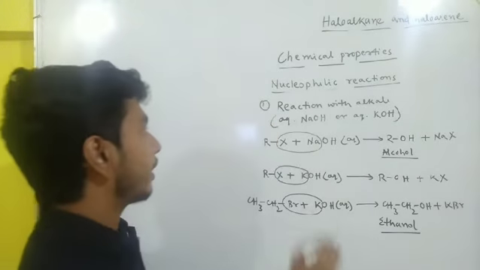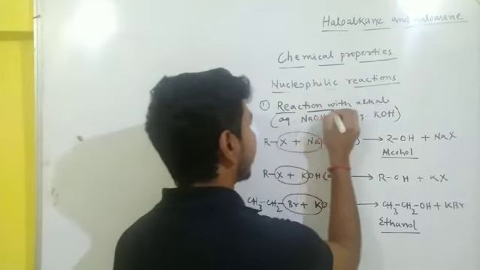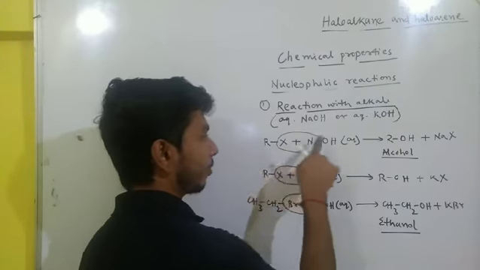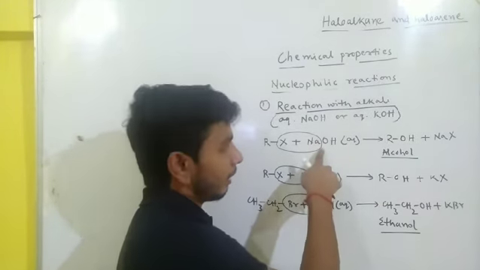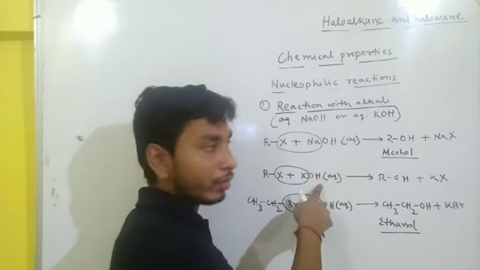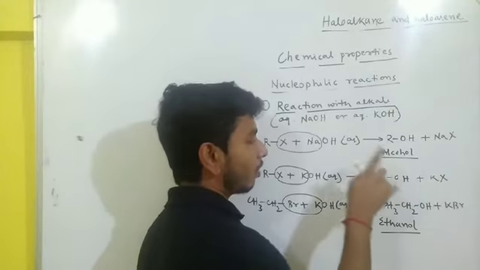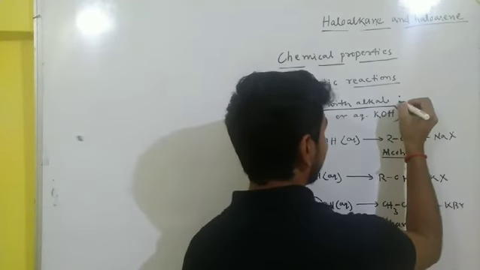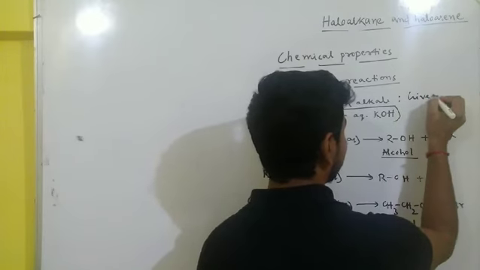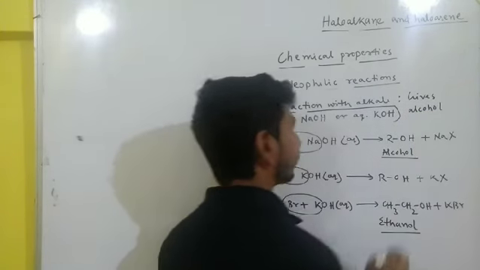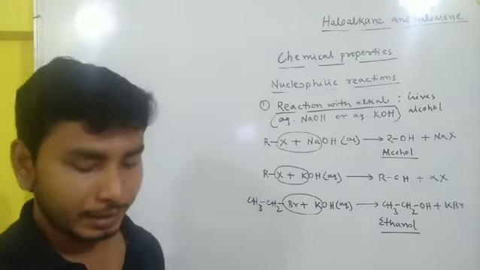So the first reaction is the reaction with the aqueous alkali. When alkyl halide reacts with aqueous alkali like aqueous NaOH or aqueous KOH, we get alcohol. So what does it give? It gives alcohol. Clear?